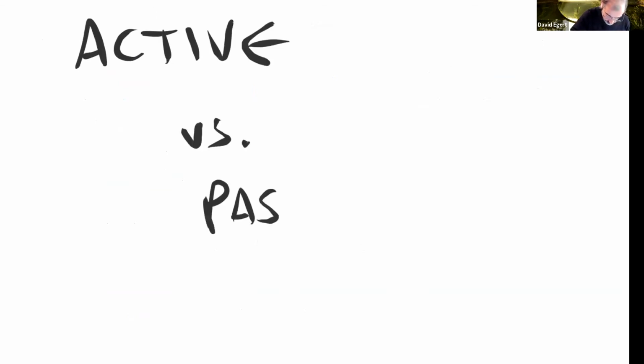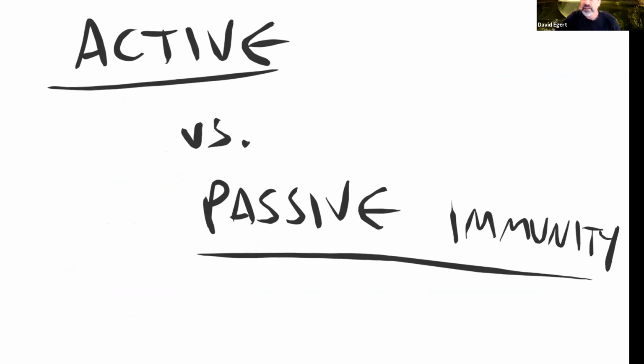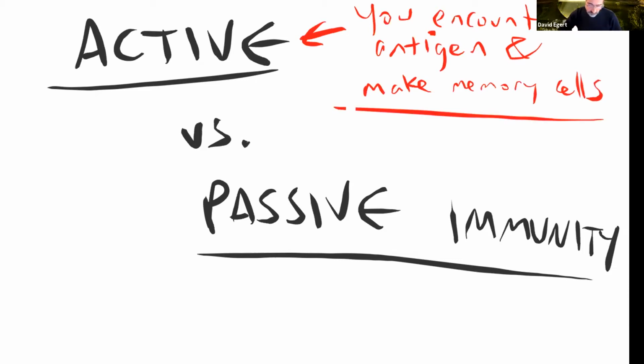We can also talk about active versus passive immunity. Active immunity is when you have personally encountered the antigen, had an immune response, and made memory cells. This is going to give you long-term protection because you've got your memory cells. So if you ever see this again, you're going to take it out. Sometimes though, you want to give somebody immunity to something kind of instantly. So you can just inject somebody with pre-made antibodies towards whatever the antigen is.